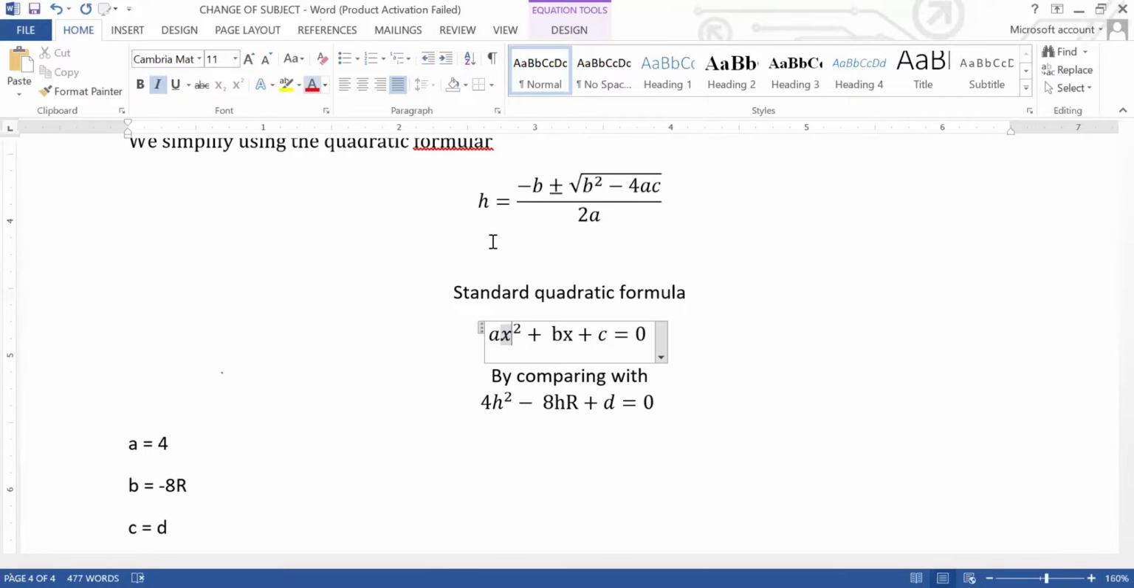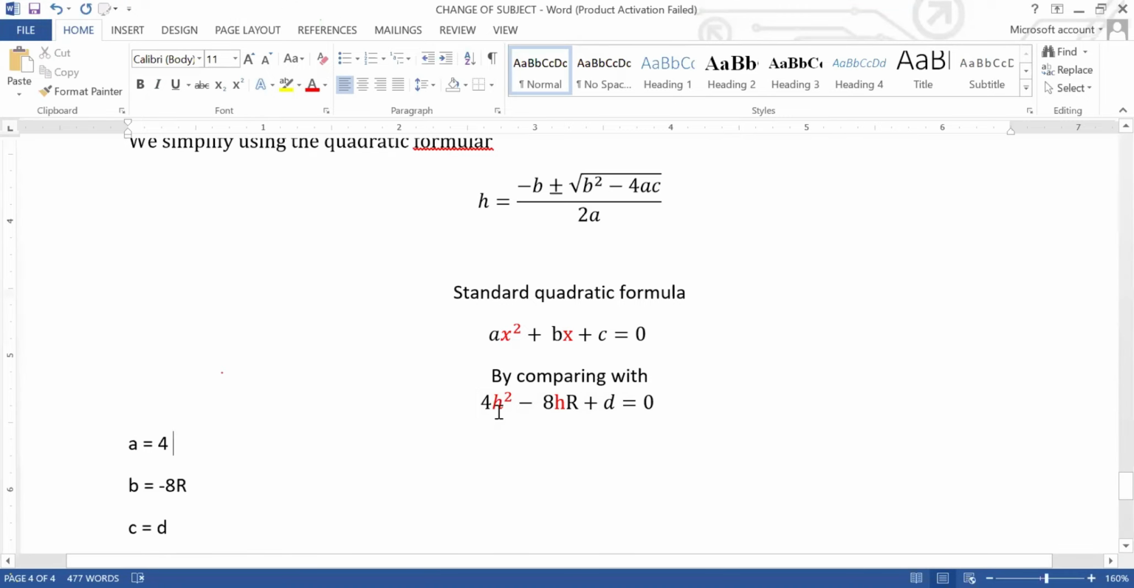In quadratics, when I'm looking for X, the X is out. This X is out, right? The same applies to the H. The H is out. Now take the remaining ones. Look at it clearly. You find out that A will just be 4. Then let me use another color, blue. B will just be everything left here: minus 8R. H is not part. And then C will just be D.